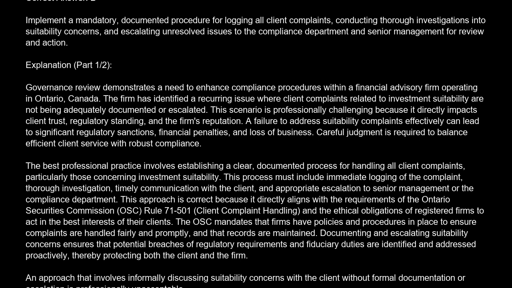This approach is correct because it directly aligns with the requirements of the Ontario Securities Commission, OSC, Rule 71-501, Client Complaint Handling, and the ethical obligations of registered firms to act in the best interests of their clients. The OSC mandates that firms have policies and procedures in place to ensure complaints are handled fairly and promptly, and that records are maintained. Documenting and escalating suitability concerns ensures that potential breaches of regulatory requirements and fiduciary duties are identified and addressed proactively, thereby protecting both the client and the firm.